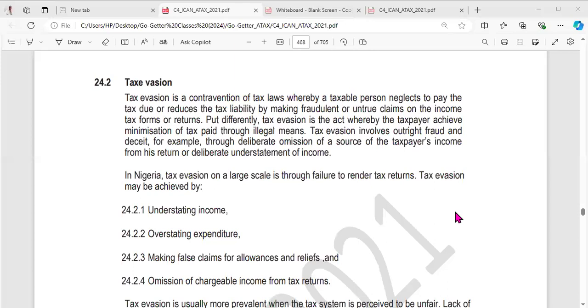And when you are now declaring your bank statement, because sometimes they will ask you to bring your bank statement, you now bring just only one and you have 4 accounts. That's understating your income.